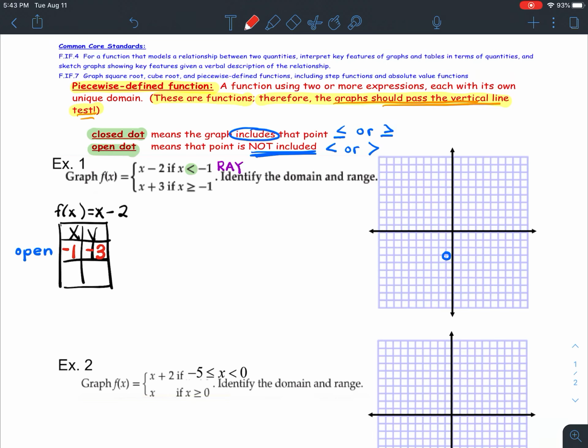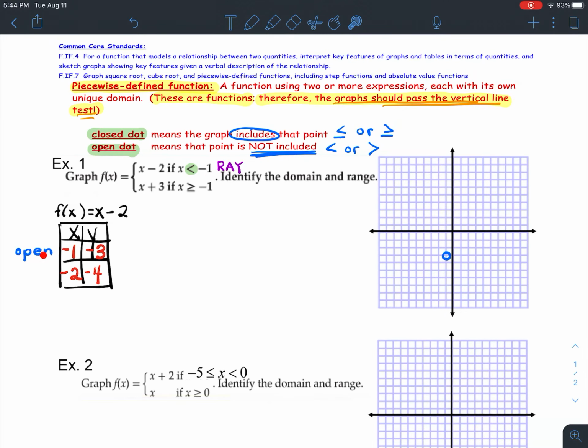Okay, now here's the restriction. You have to pick a number for x, but it has to be less than -1. Okay, it has to be in agreement with what the domain is here. So any number, as long as it is smaller than -1. So I'm going to choose -2. I'm going to plug -2 right in here for the x. So -2 minus 2 more, that would give me a y value of -4.